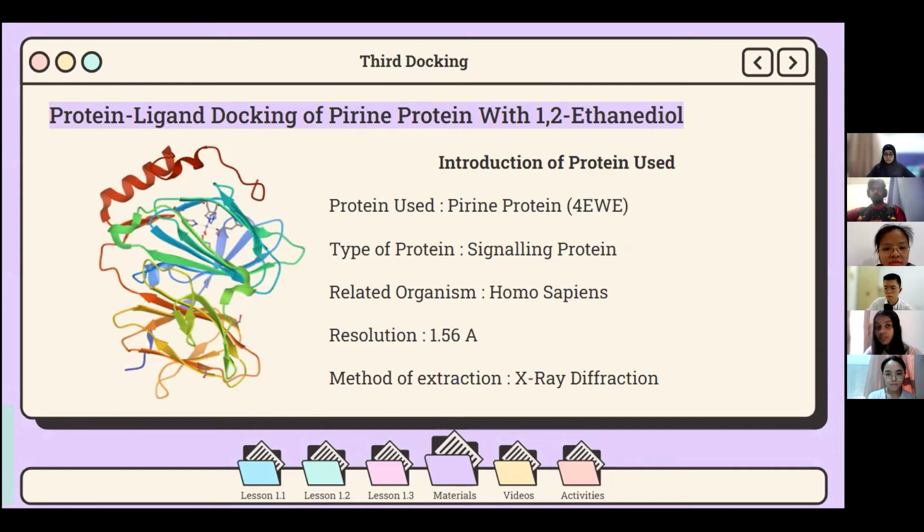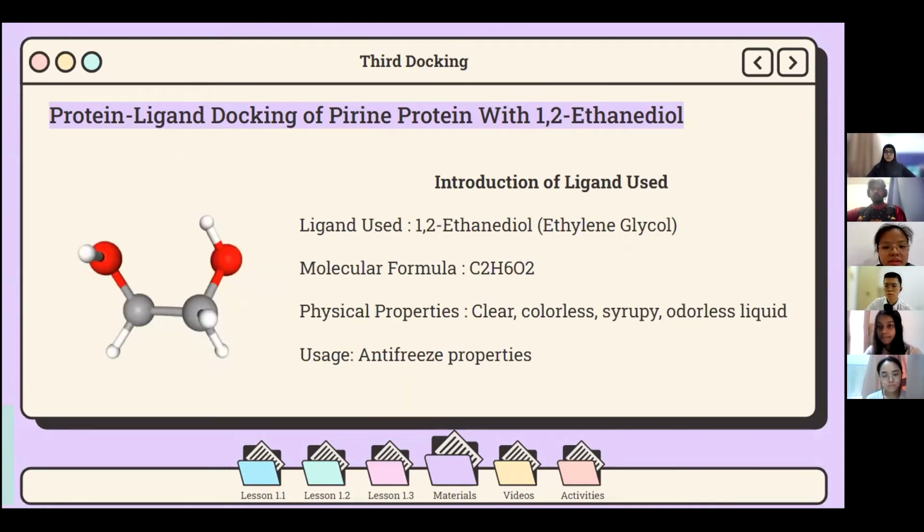It is chosen as a protein for molecular docking as it has a resolution of 1.56 angstrom, which is more stable for autodocking. Plus, the extraction method is X-ray diffraction, which is more reliable. The ligand we choose is 1,2-ethanediol, also known as ethylene glycol.